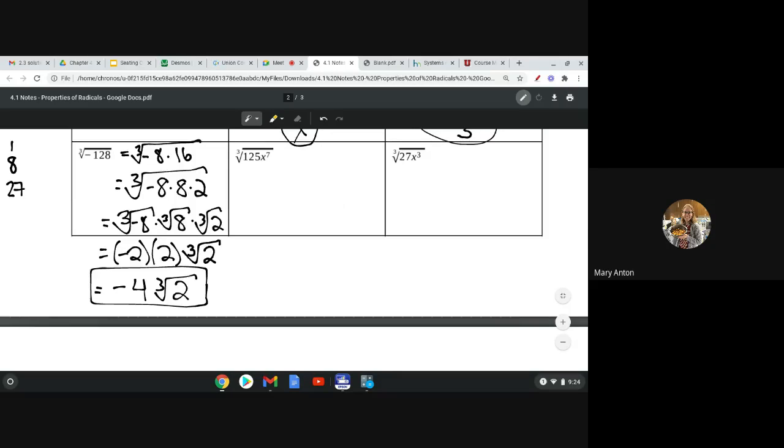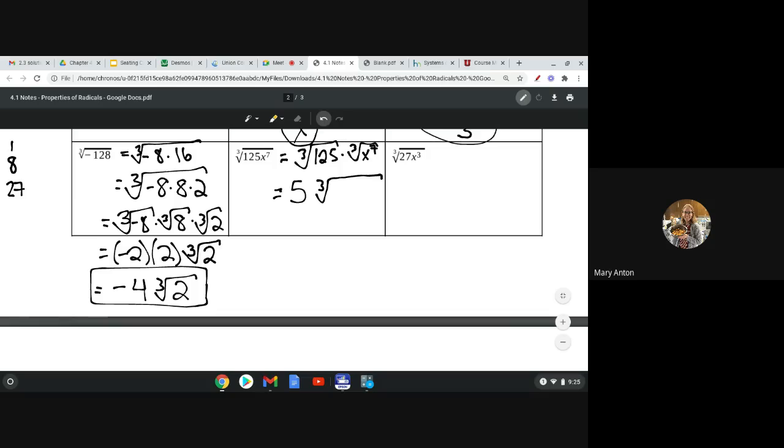Cube root of 125 times x to the 7th power. Okay, we know what the cube root of 125 is. That's 5. So I'm going to go ahead and break this up. We know that the cube root of 125 is just 5, so I'm going to write that times the cube root of x to the 7th power.